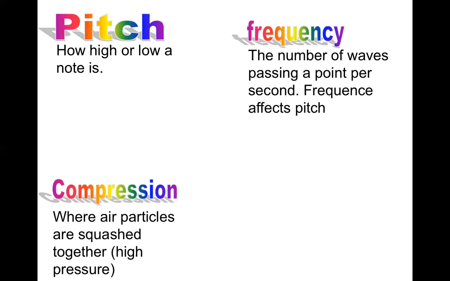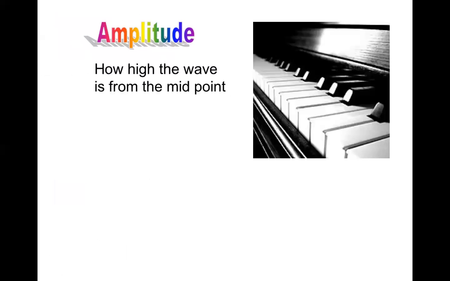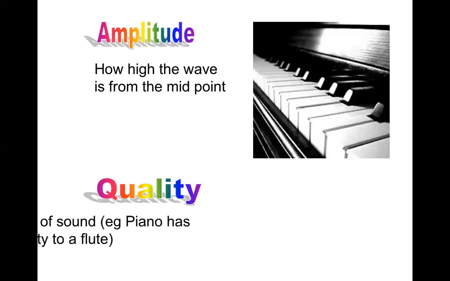Compression is when air particles squash together, and rarefaction is when air particles are spread out. So how many did you guys get right? If you didn't, don't worry, try again. And then amplitude is how high the wave is from the midpoint, from the rest position to the crest of the wave.